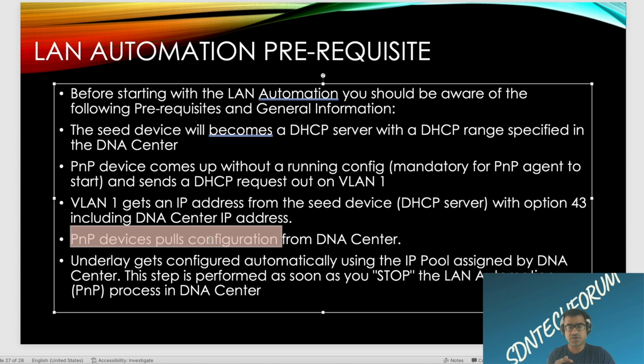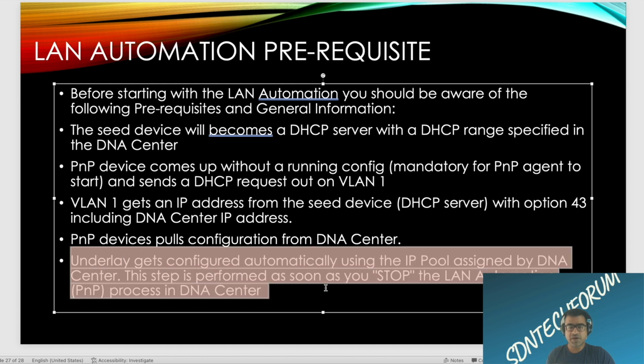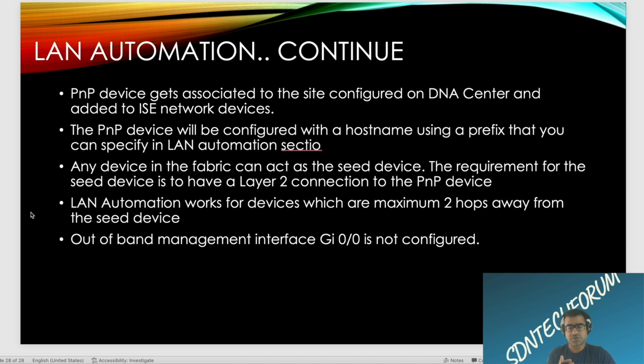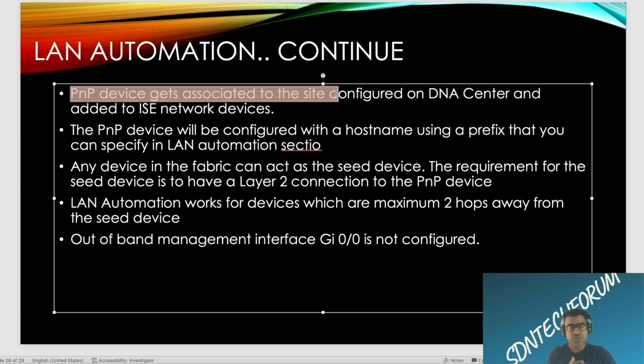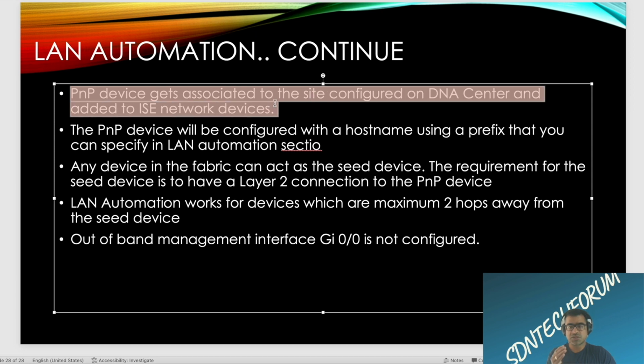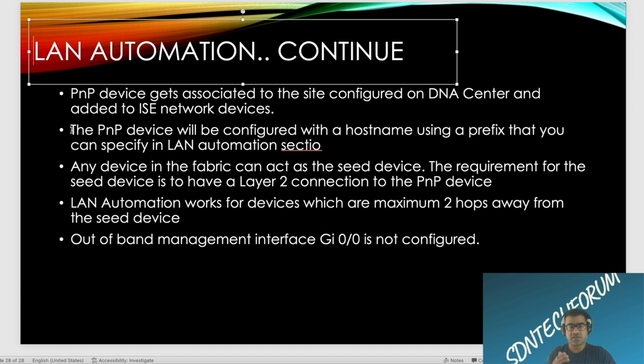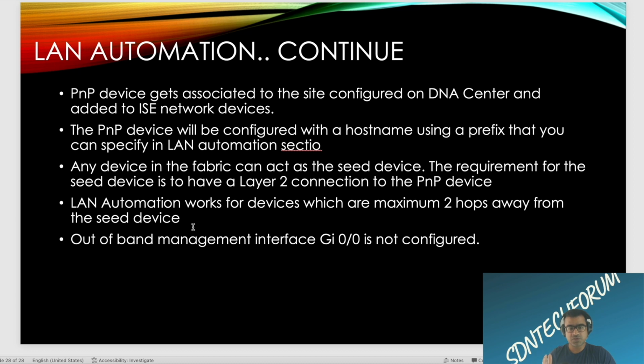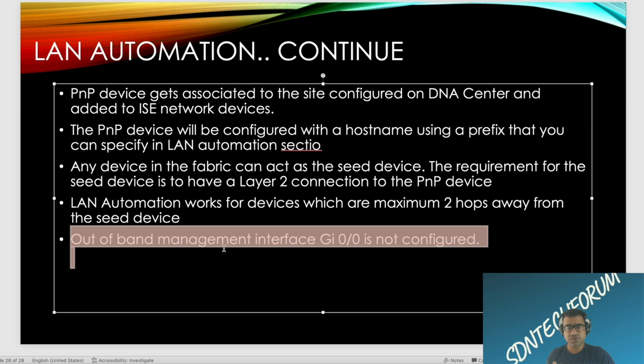Option 43 will have the DNA Center IP address. PnP devices pull the configuration from DNAC. Underlay gets configured automatically using the IP pool assigned by DNA Center. This step is performed as soon as you stop LAN automation. PnP continues. The PnP device gets associated to the site and DNA Center adds it to the ISE network devices. The PnP device will be configured with a host name, whatever prefix you define, it can use that. Any devices in the fabric can act as a seed device.